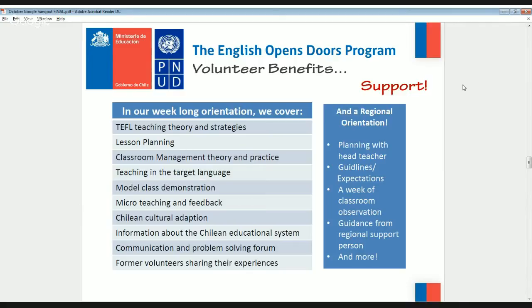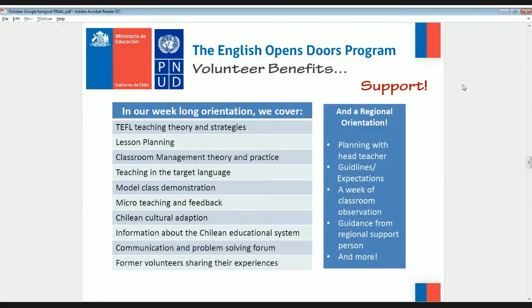And as a volunteer, you'll also have a regional orientation in your placement region, where you'll be meeting with your regional representative and also with your head teacher as well. If you want more information about the orientation sessions, definitely check the clickable link on the right of your screen in your showcase, and head to our website for more information to take a look at 2015 sessions.